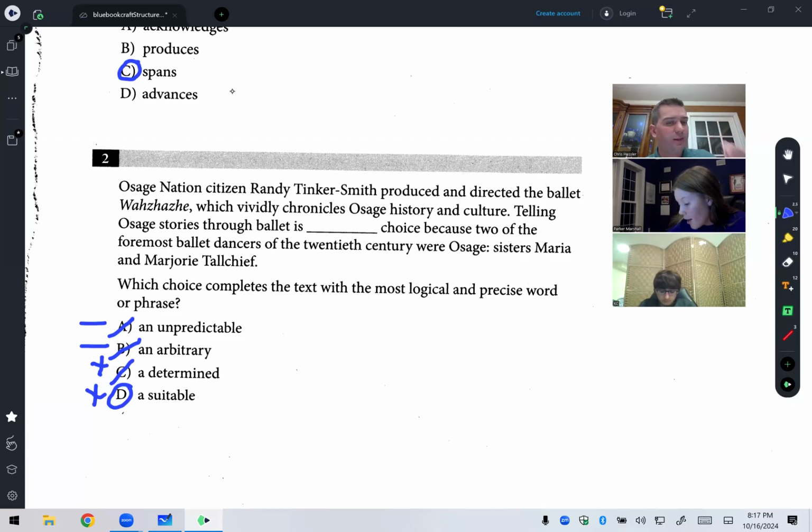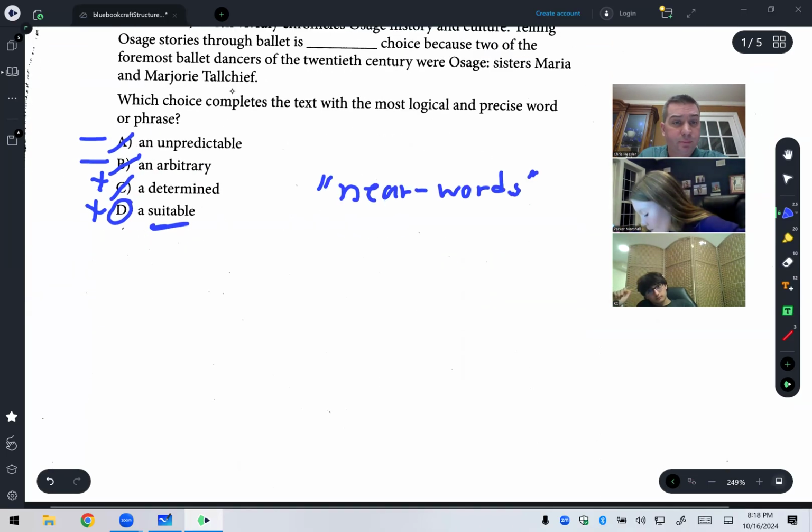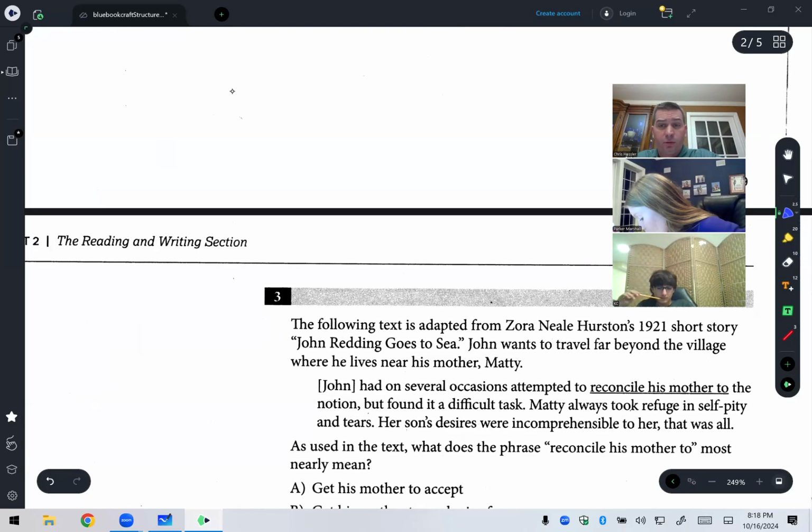They like to pick what I just sort of call near words. It's just my own term. But these are words that would almost fit, but there's a better word. Watch out for near words or almost words, whatever you want to call them. On to number 3.